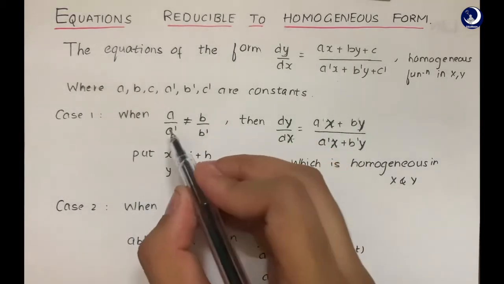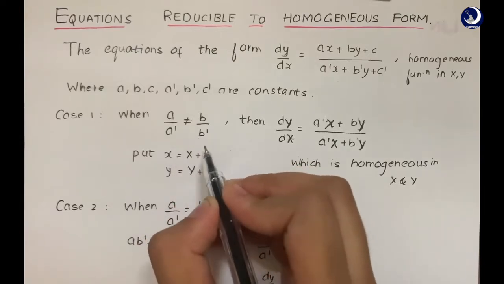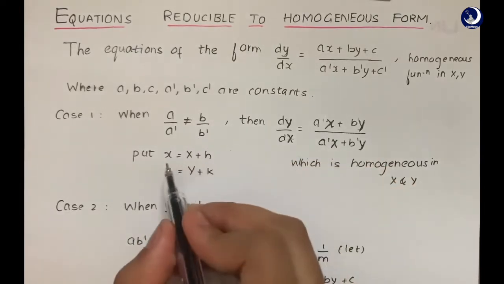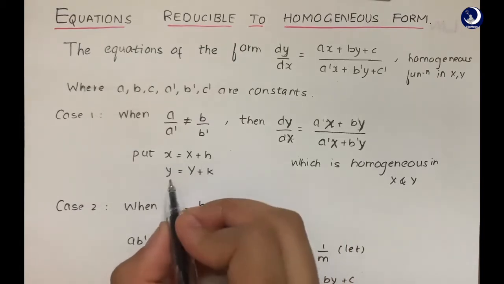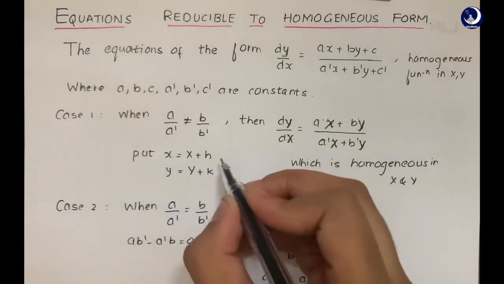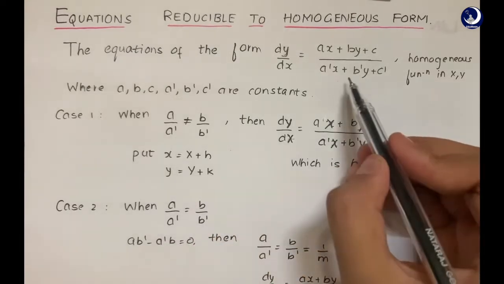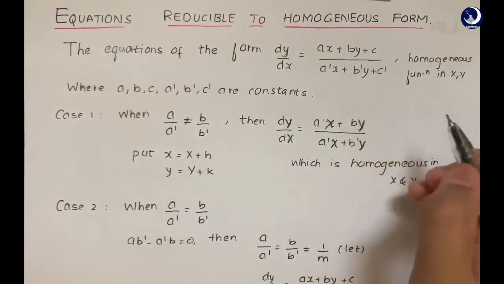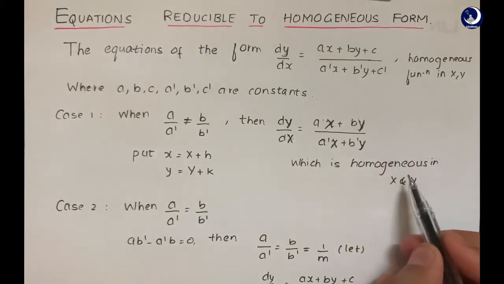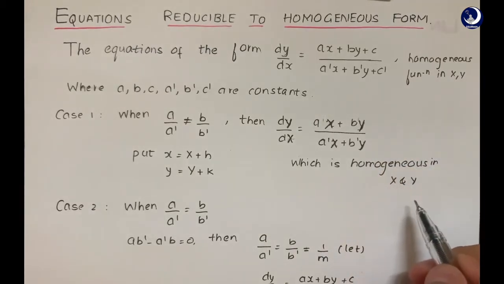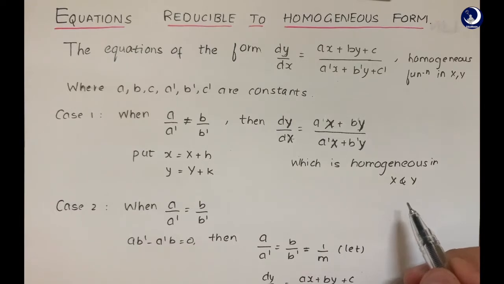First, when a by a dash not equal to b by b dash, we take x equal to capital X plus h and y equal to capital Y plus k. We'll substitute these values in the differential equation. Then we'll get equation in this form, which is homogeneous in x and y. Then we'll reduce it using y equal to vx.